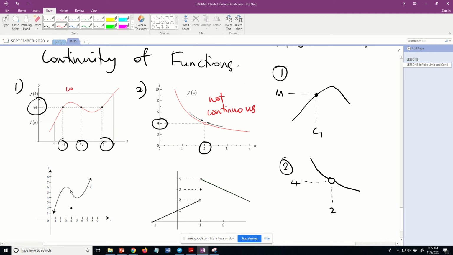Okay, yang ini dia continuous. Ini continuous, dia sambung. Ini not continuous because of what? Because dekat sini dia kosong. Tapi dia continuous. Dia function dia continuous, tapi dekat point tu dia tak ada point tu. So dia not continuous. Okay, kita pergi nombor 3 pula.